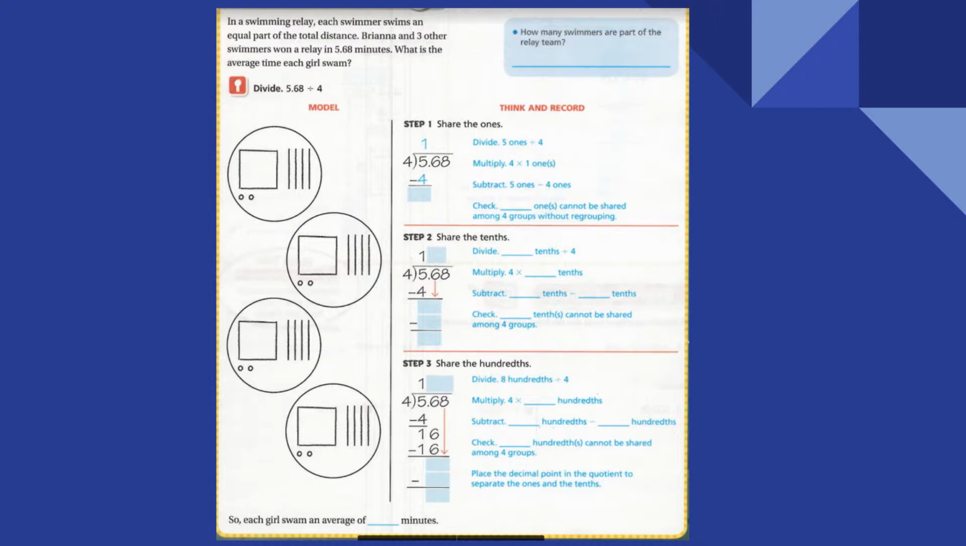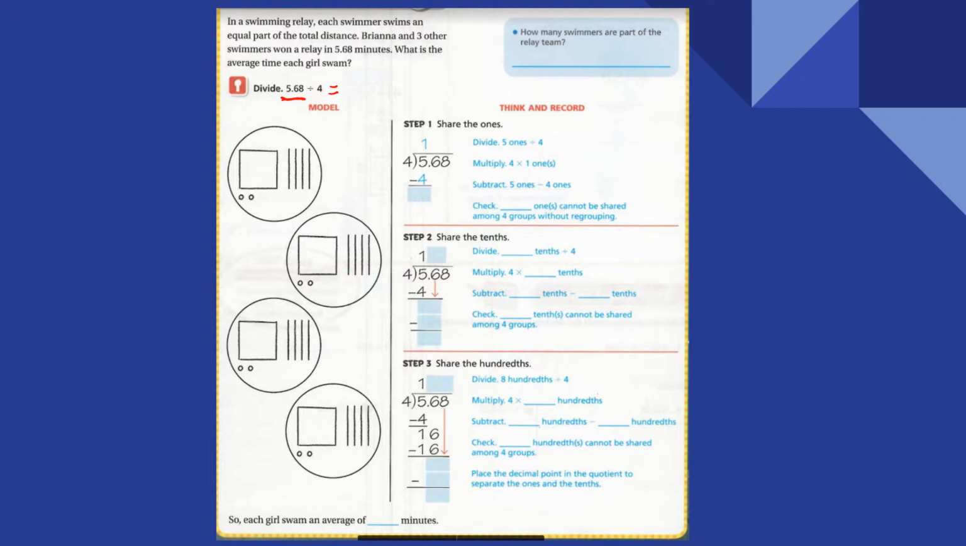Today we have this in our book, and we're going to be looking at the steps in a more explanation type approach here. In a swimming relay, each swimmer swims an equal part of the total distance. Brianna and 3 other swimmers won a relay in 5.68 minutes. What was the average time each girl swam? So they want to know if the 4 girls swam the whole relay in 5.68 minutes, how much time did each girl take to swim?